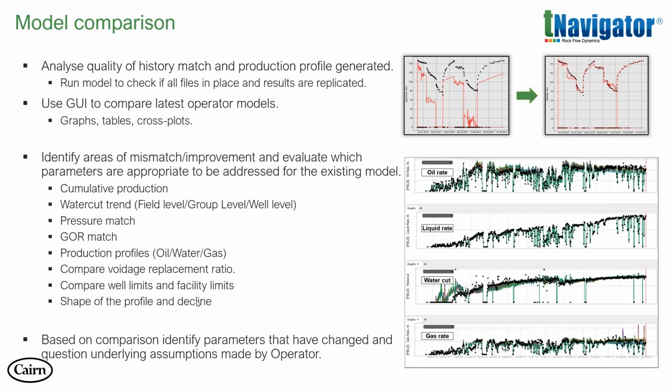So yeah, armed with all this analysis and identifying the parameters that have changed and questioning the underlying assumptions made by the operator, I then decide, okay, what's most important to me? What is our company position? How and what do I need to address in order to justify that position?